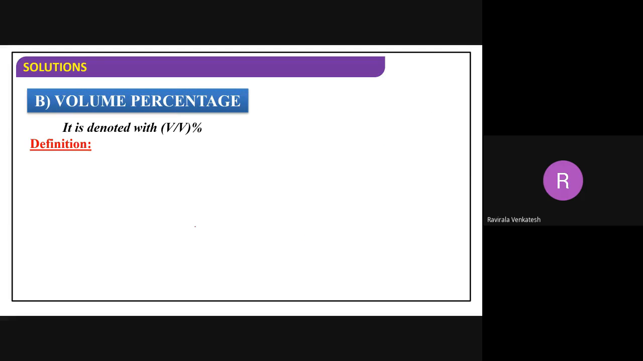Next we'll see the volume percentage, beta. What does volume percent mean here? Solute is in liquid state. Solution is also in liquid state, beta.